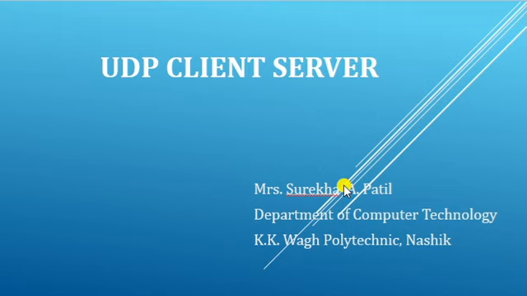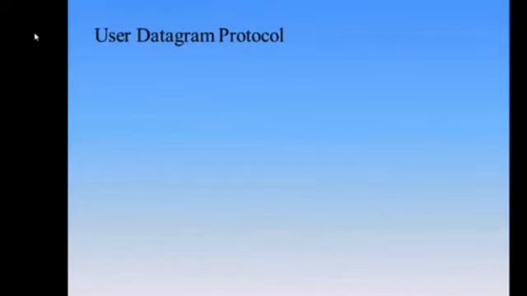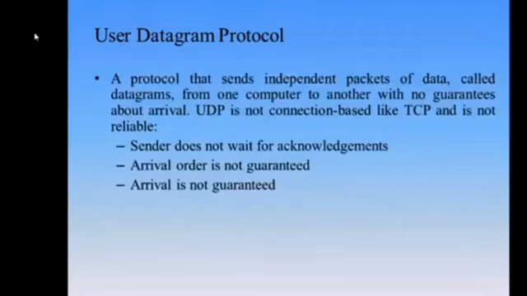Today we are going to talk about UDP client and server and how to create client and server communication using protocol UDP. UDP stands for User Datagram Protocol. This protocol sends independent packets of data called datagrams from one computer to another with no guarantees about arrival. UDP is not connection based like TCP and is not reliable. Why is it not reliable? Because the sender does not wait for acknowledgements, arrival order is not guaranteed, and arrival of the packet is also not guaranteed. So that's why UDP is not reliable as compared to TCP.